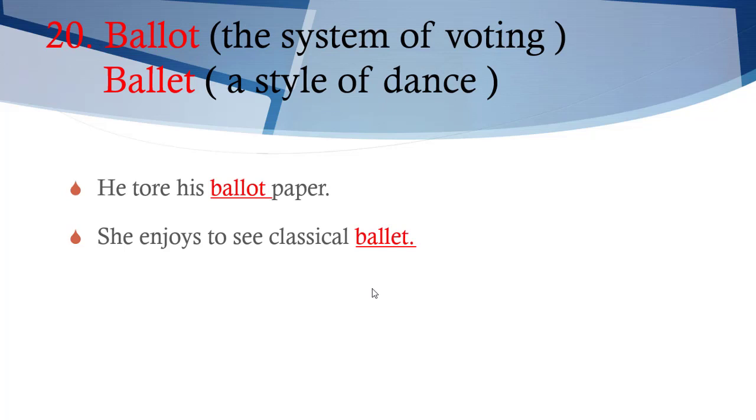Yes, the next group of words is ballot and ballet. The first word, ballot, is the system of voting, marking the ballot papers. It is a system of voting. The second, ballet, is a style of dance. Just as we say classical dance, the same way it is a type of classical dance, ballet dance. So we can use our first word in a sentence as: he tore his ballot paper. And the word ballet is used in a sentence as: she enjoys seeing classical ballet.